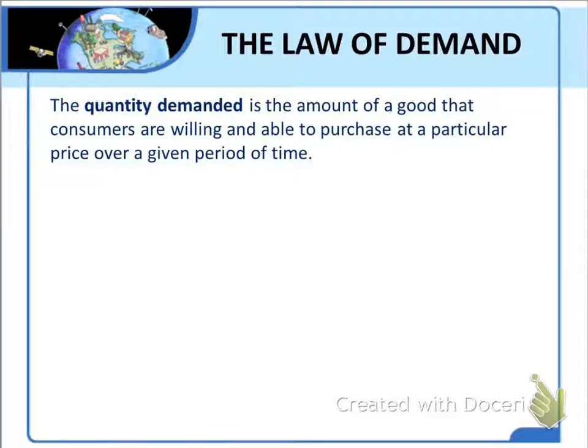Number one, you have to be willing to pay for something. That's the first part of it. The second part of it is that you have to be able to pay for something. Both parts of this have to be true in order for you to demand something. If you have the money to be able to afford something, but you're not willing to spend the money on it, then there is no quantity demanded.